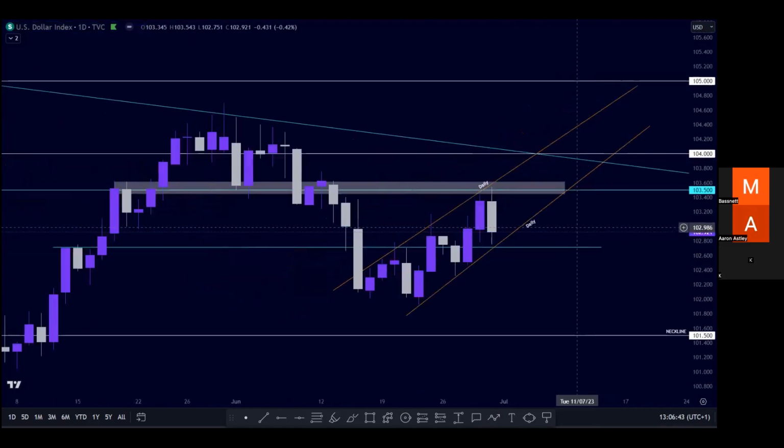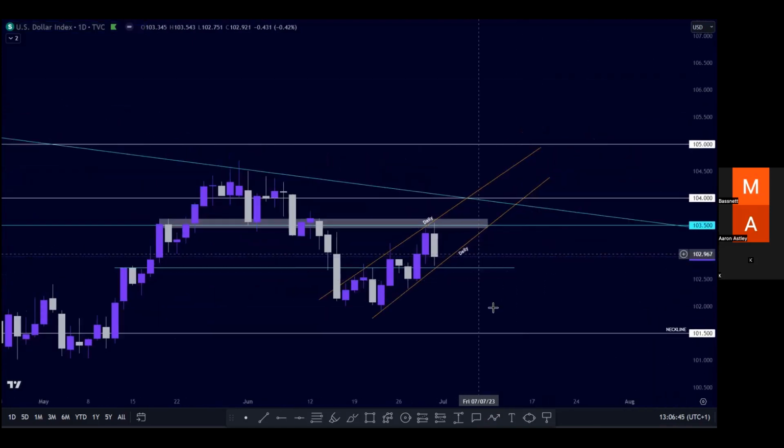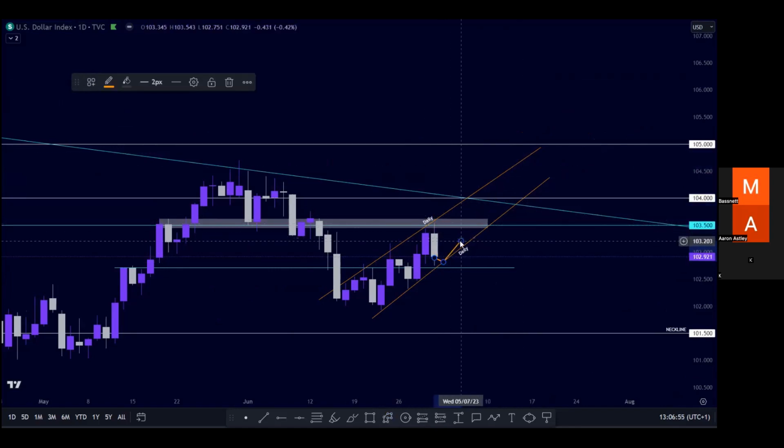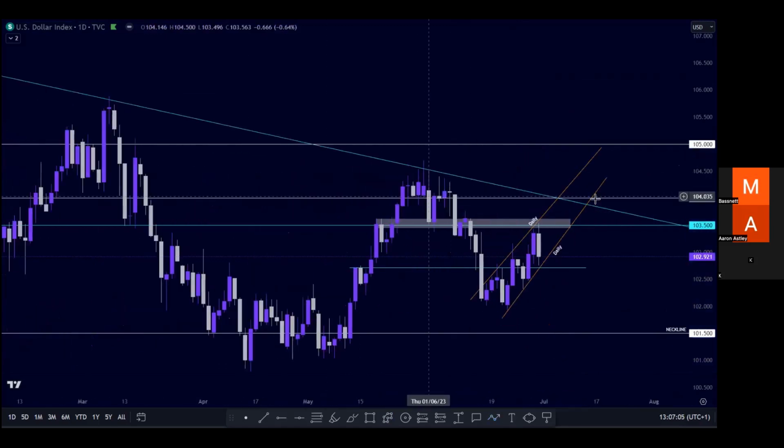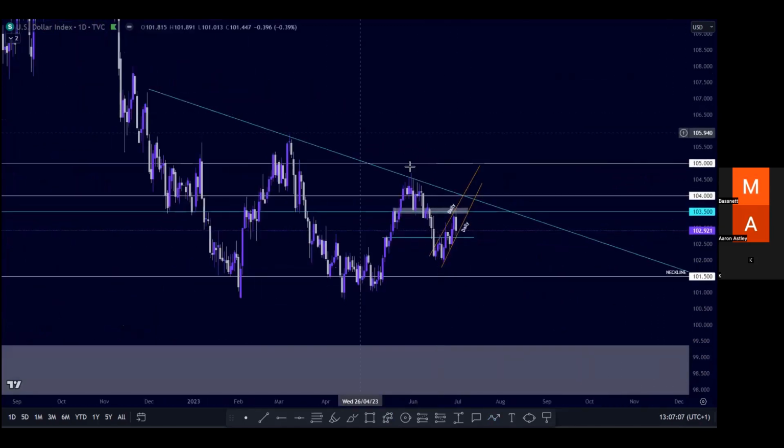So what I'm expecting on the DXY this week, we do have some fundamentals on the US dollar to pay attention to, in some FOMC minutes. So I'm expecting price to keep trading up this range, to keep trading up within this channel, and potentially a retest of the 104 area, which, if we zoom out, we can see this trend line coming down.